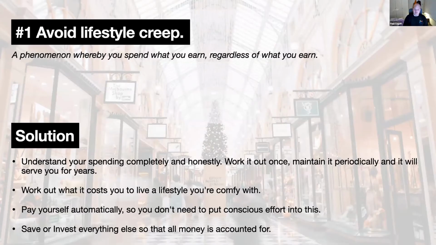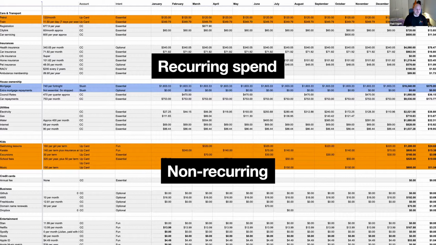So the first thing I try and do is avoid lifestyle creep, which is a phenomenon whereby your spending expands to fill the amount that you earn, regardless of what you earn. I found the best way to counter this is to work out what it costs you to live a life that you're comfortable with, and then stick to this by paying yourself what you've worked out you're comfortable living on and saving or investing the rest. For me, that meant working out what I was spending, which I did in a spreadsheet, and then I could start to work out whether I could cut it out completely or not. And if I couldn't cut it out completely, then I'd investigate whether I could reduce it at all.